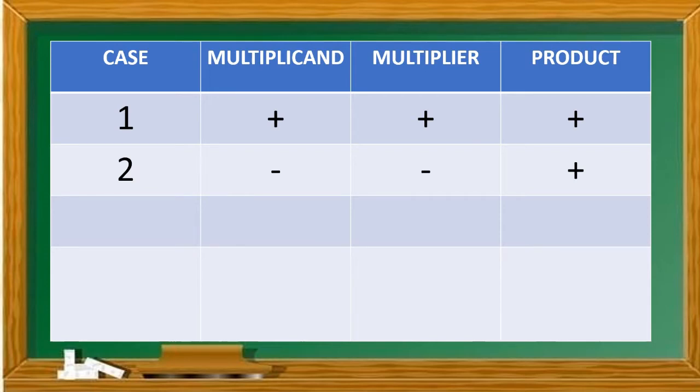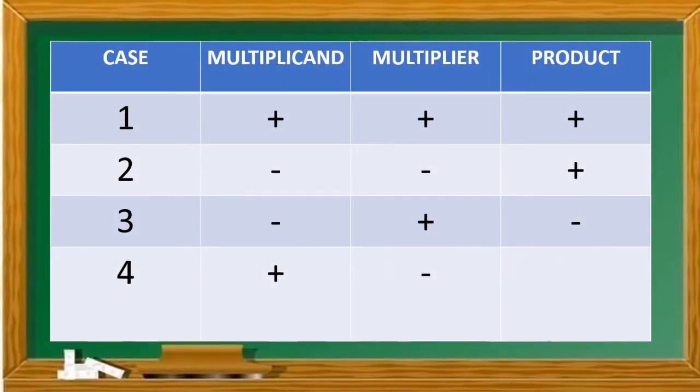For the third case, if the multiplicand is negative and the multiplier is positive, what should be the product? That is right. The product is negative. How about if the multiplicand is positive and the multiplier is negative? Very good. The product will be negative.